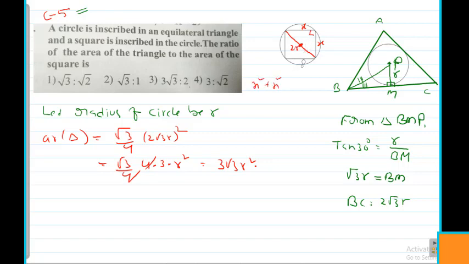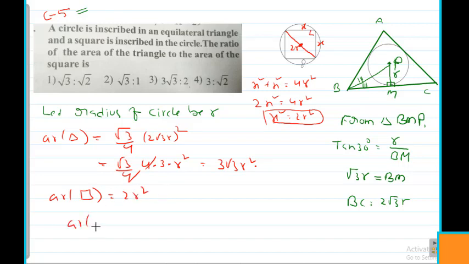x square plus x square equal to 2r whole square, which is 4r square, because it is a right angled triangle. 2x square equal to 4r square, or x square equal to 2r square. x square, the area of the square, is 2r square. So I want to write here, area of the square equal to 2r square.